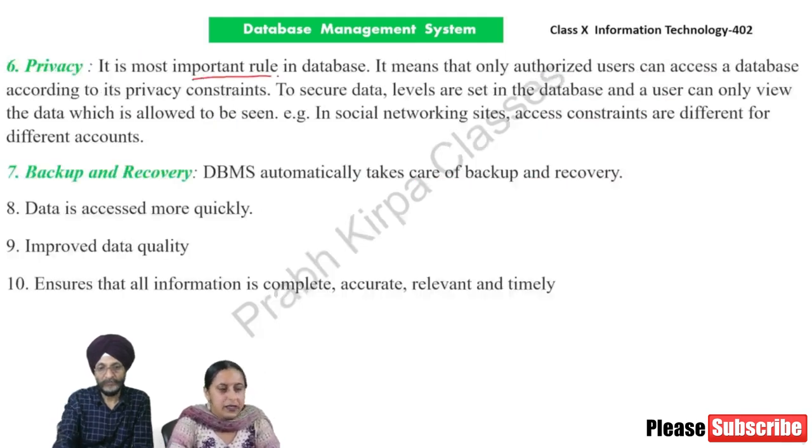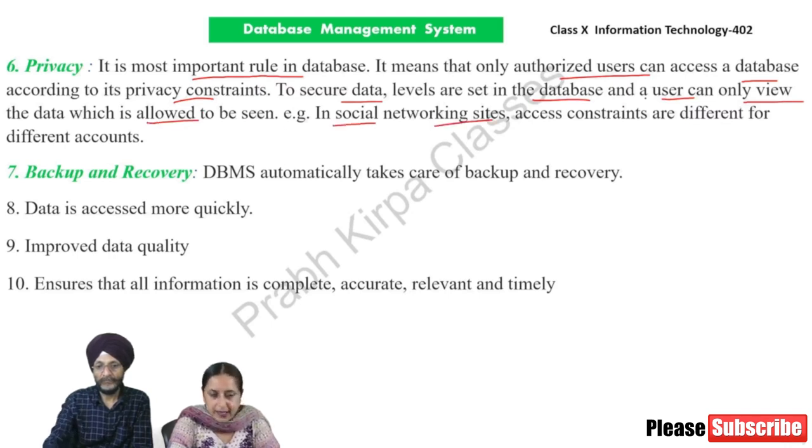Privacy. It is the most important rule in a database. It means that only authorized users can access a database according to its privacy constraints. To secure data, levels are set in the database and the user can only view the data which is allowed to be seen. For example, in social networking sites, access constraints are different for different accounts.